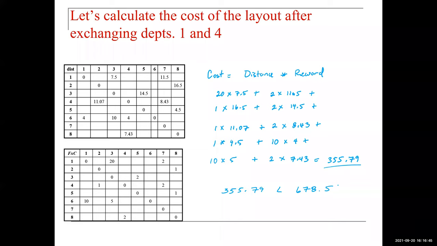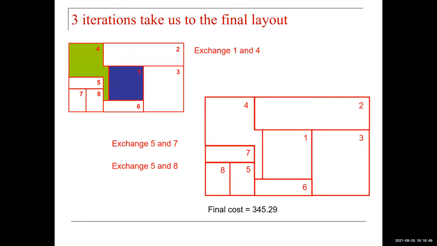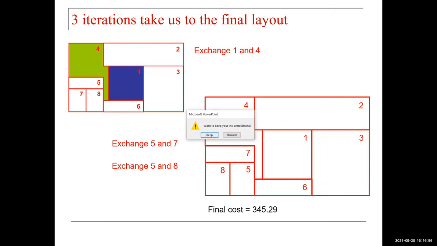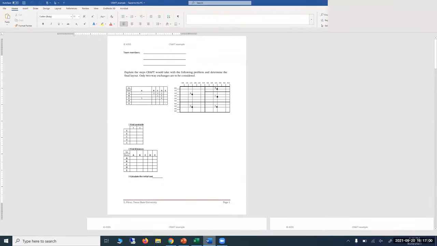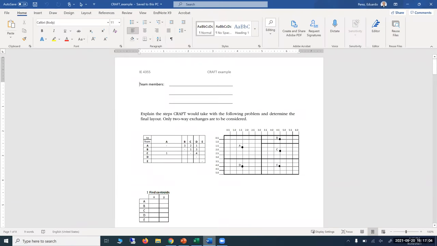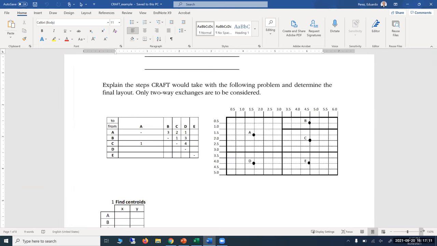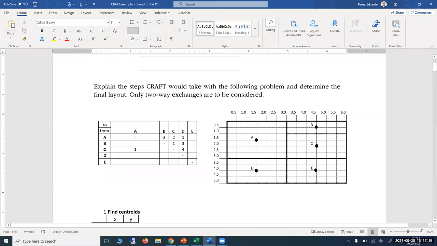Okay. So let me show you an example that is more complete. So here we have this layout. We have only five departments. And I think I posted this on the track side. I'm going to post a solution after the class. So we would like to explain the steps for CRAFT we'll take with the following problem and determine the final layout. So we have the initial layout.